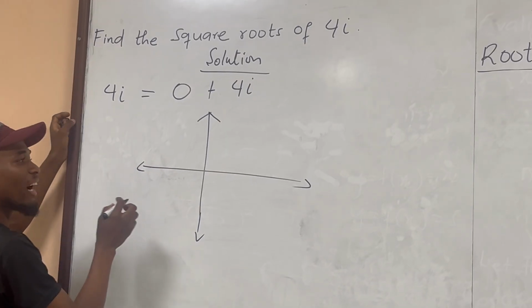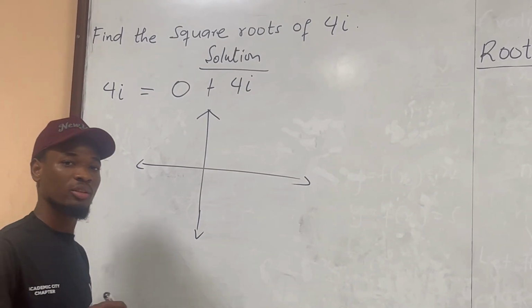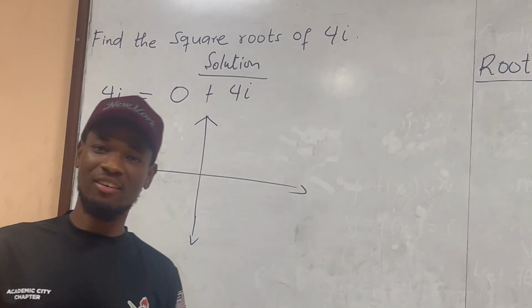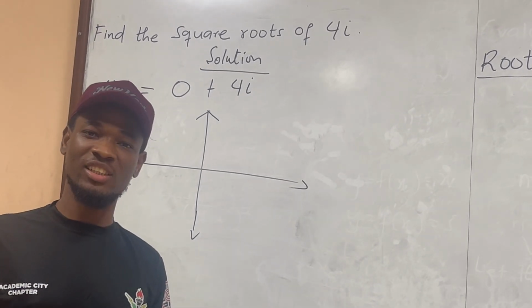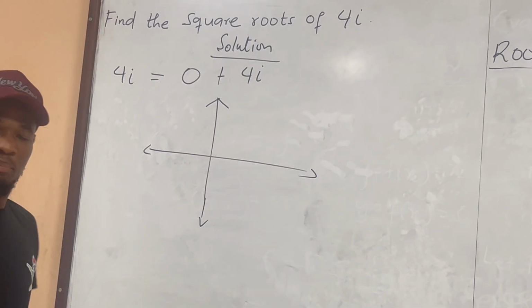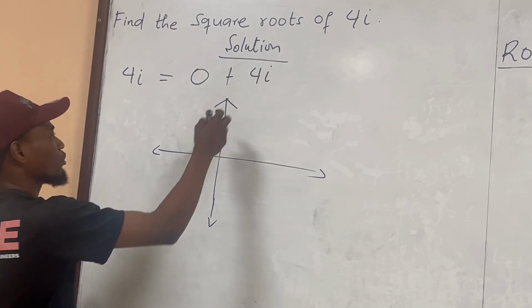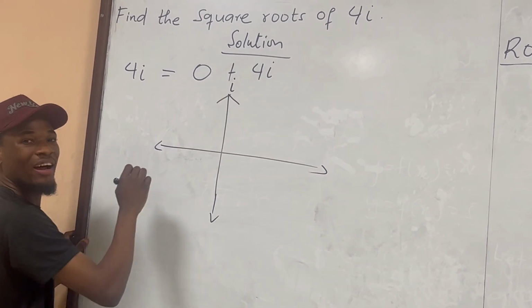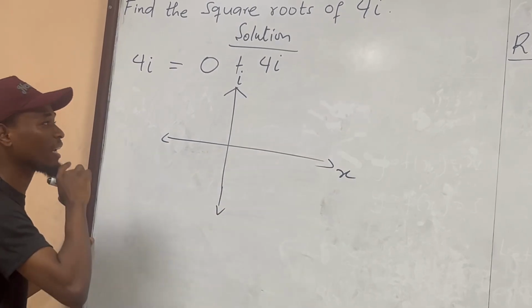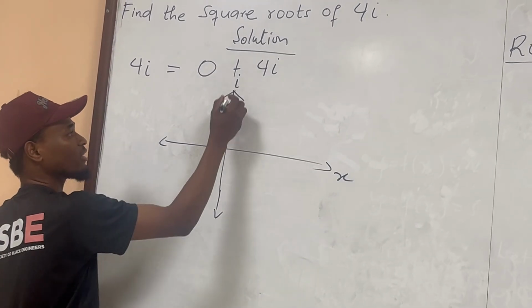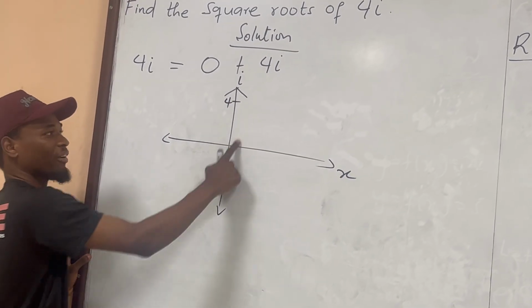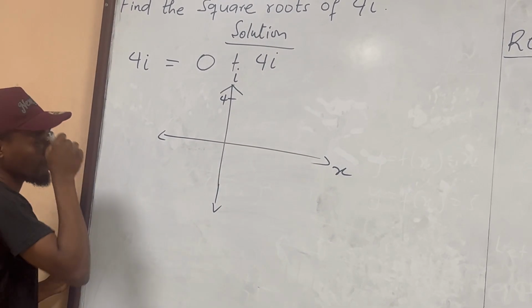If you are new here, kindly visit my previous lectures where I have treated the Argand diagram in much detail. We have our imaginary axis here, and we have our abscissa or x-axis. So when I plot this, 4 is here, right? That's the vertical axis. Okay.